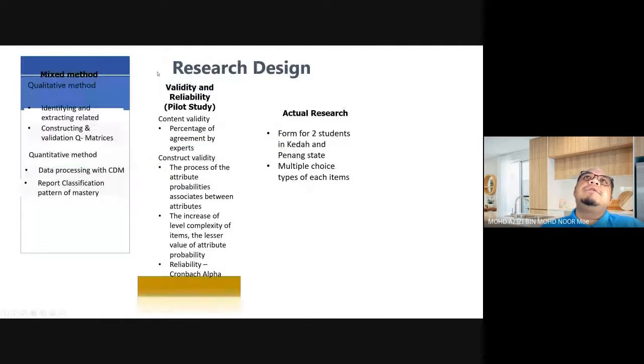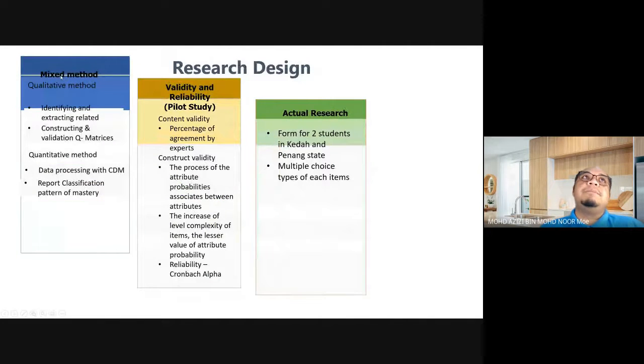The research question involves a mixed method, with both qualitative and quantitative methods. The qualitative method is more about the development of the CDA by identifying and extracting the related attributes and constructing the validation of Q matrices. The quantitative method is more about the statistical analysis, so the data processing with a CDM, and reporting the classification of patterns of mastery and attribute probability.